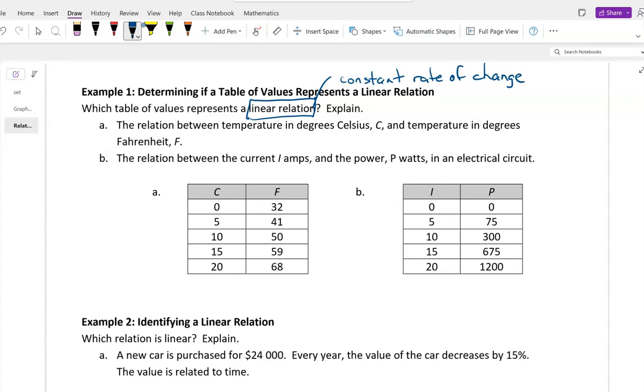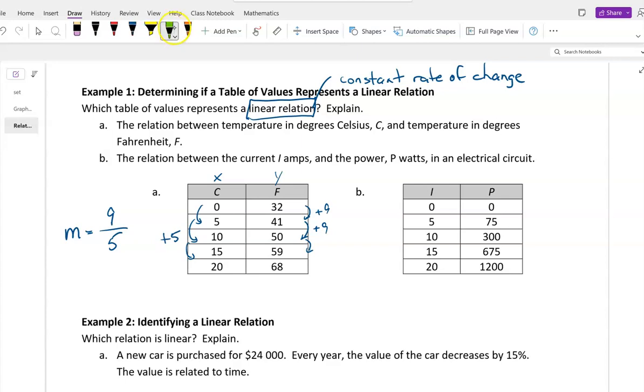So let's see. Here we're going up 5 every time. Okay, it's going up 5. What are we going up by here? Plus 9, plus 9. And you can see that the rate of change is the same no matter which two values I take. Our rate of change would be the change in y over the change in x.